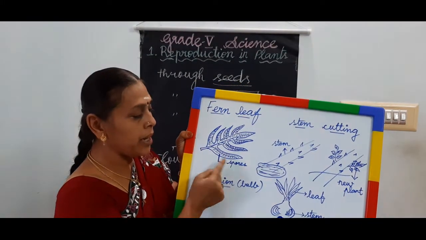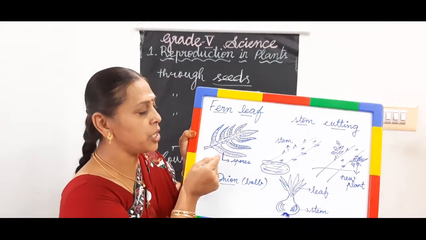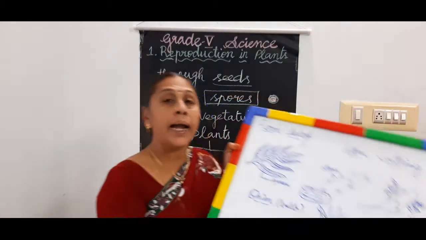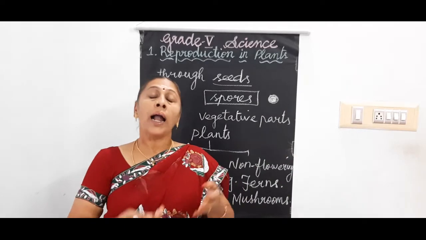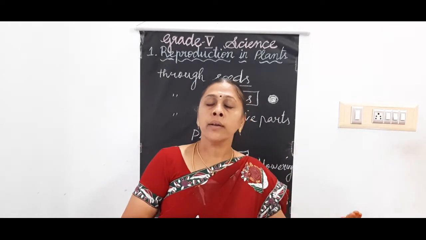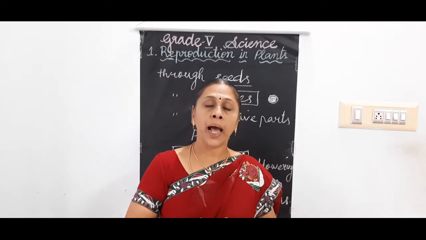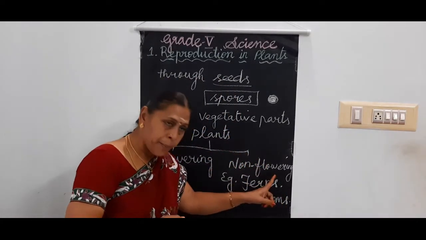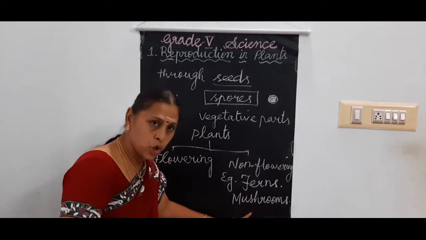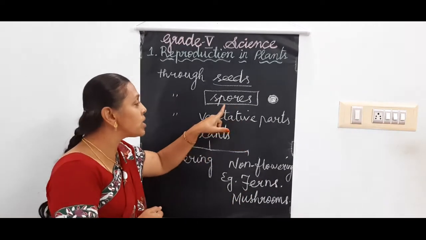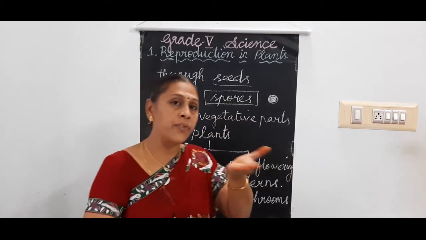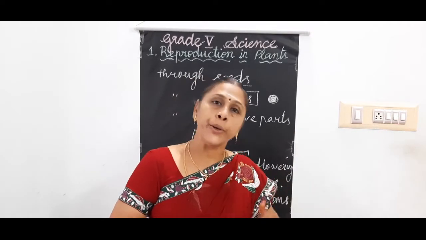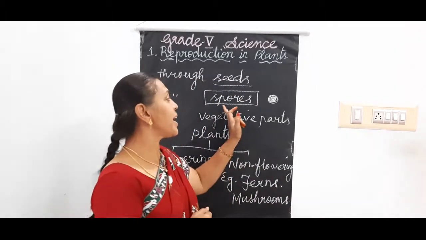So, on the underside of this fern leaf, a rounded structure is attached on the back side of the leaf, called spores, S-P-O-R-E-S. And these spores, under favorable conditions, after getting matured, help the plant to produce new plants. So in non-flowering plants like ferns and mushrooms, they produce a special structure called spores, a round structure present on the underside of the leaf, and under favorable conditions, these spores will germinate into a new plant. Okay, that is the second method.